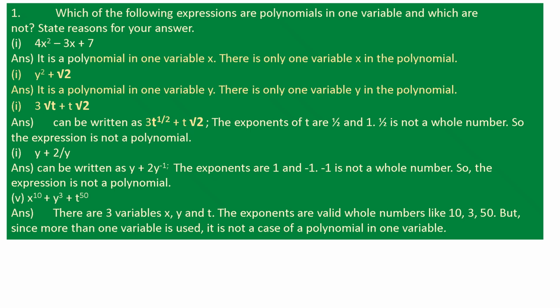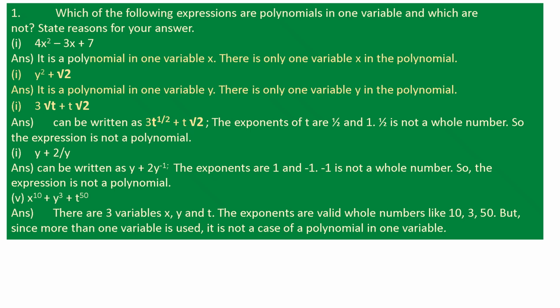Now 3 root t plus t root 2. How can it be rewritten? It is nothing but 3 t to the power of half plus t root 2. If you look into the variables, t cannot have an exponent which is other than a whole number. Here it's a fraction 1 by 2. So this kind is not allowed in a polynomial. So this expression is not a polynomial.